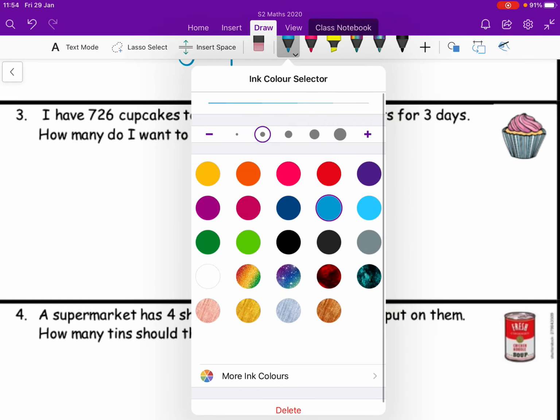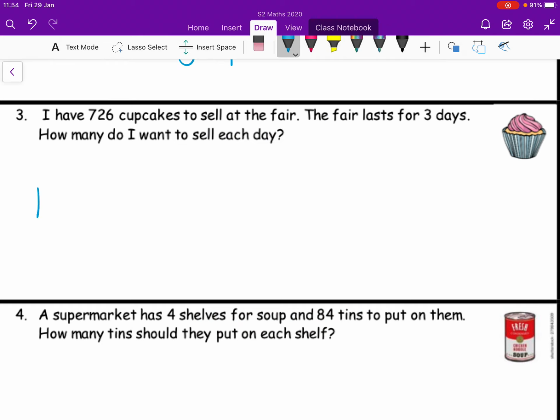I'm going to start it off laying it out the same way. So I've got my bar, and that's worth 726, that's the total. And the fair lasts 3 days, and I want to know how many cakes I need to sell each day. So I'm going to split it up into the 3 days. Problem is, I don't want to have to draw 726.